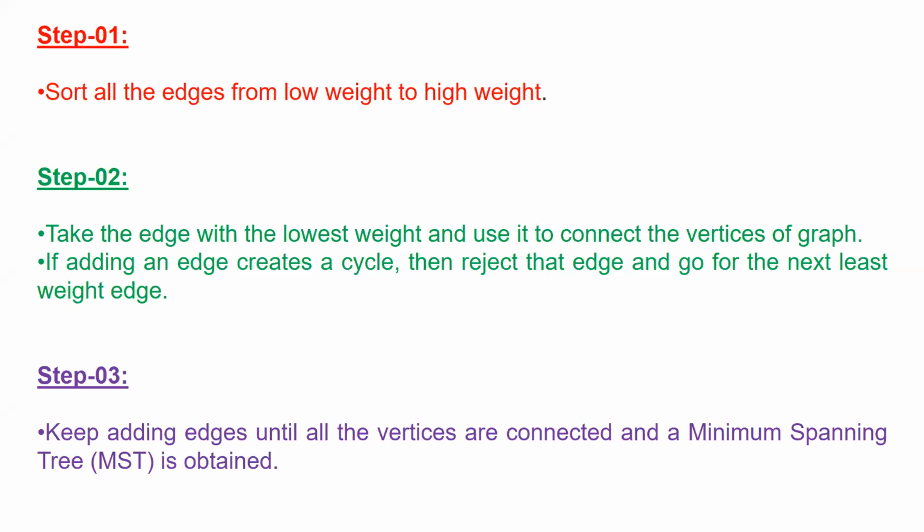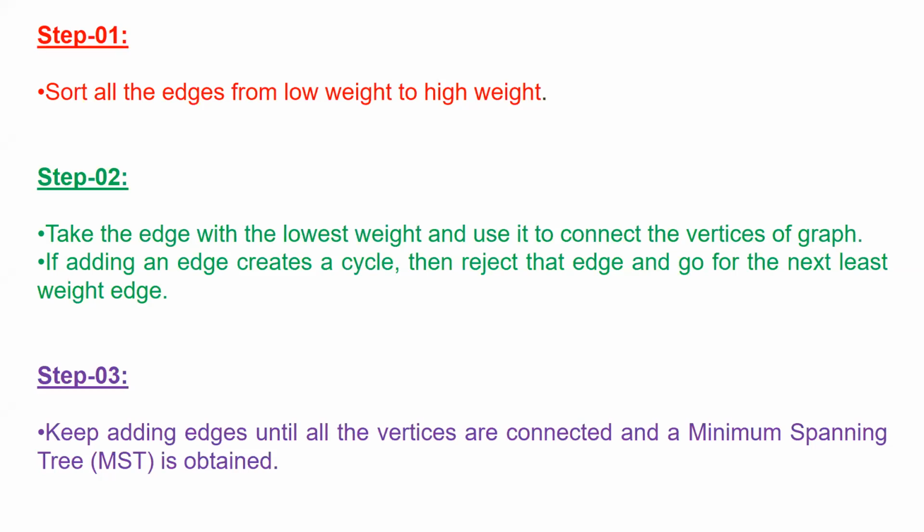Next, step 2: take the edge with the lowest weight and use it to connect the vertices of the graph. First consider the one edge with the lowest weight, then connect it to the remaining vertices of the graph. If adding an edge creates a cycle, because we have discussed in the previous session that a spanning tree is a graph without any cycles, without any loops, then reject that edge and go for the next least weight edge.